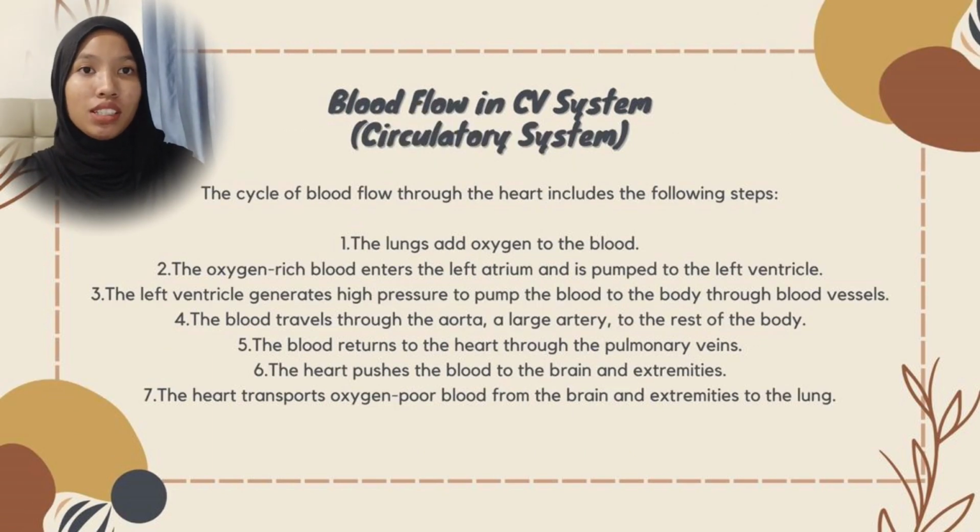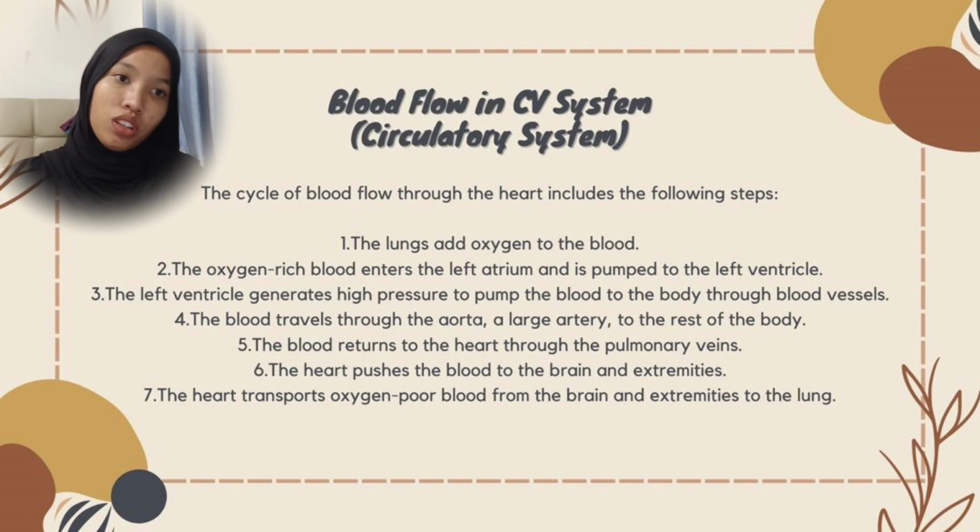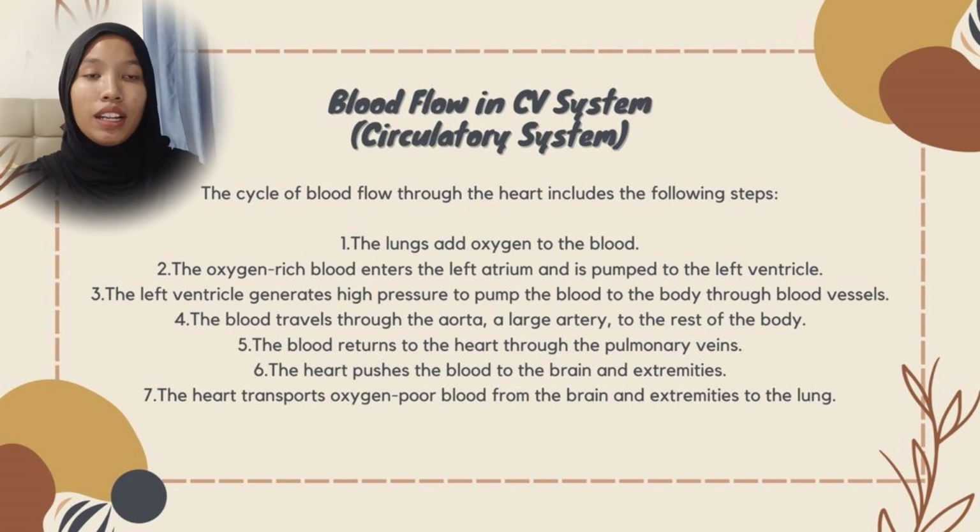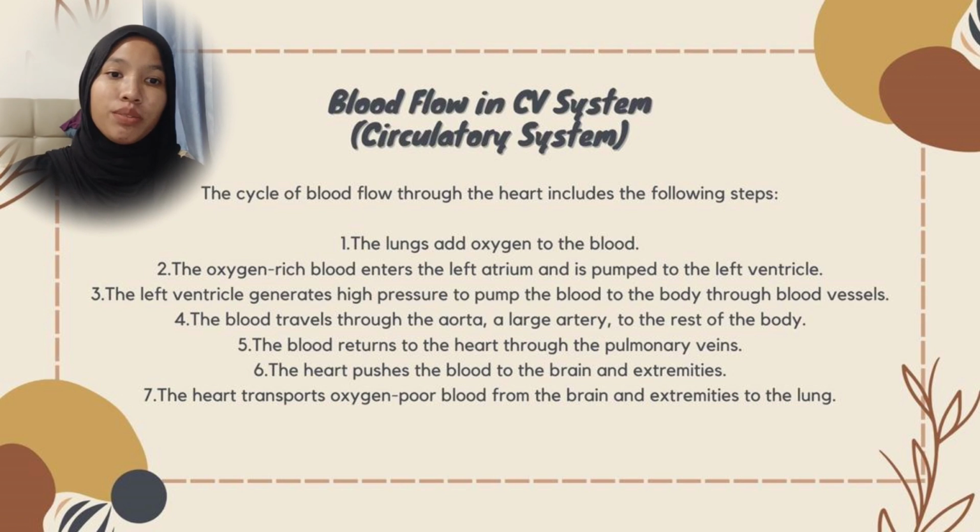Next, blood flow in circulatory system. The cycle of blood flow through the heart includes the following steps. First, the lungs add oxygen to the blood. Second, the oxygen-rich blood enters the left atrium and is pumped to the left ventricle. Third, the left ventricle generates high pressure to pump the blood to the body through blood vessels. Fourth, the blood travels through the aorta, a large artery, to the rest of the body.